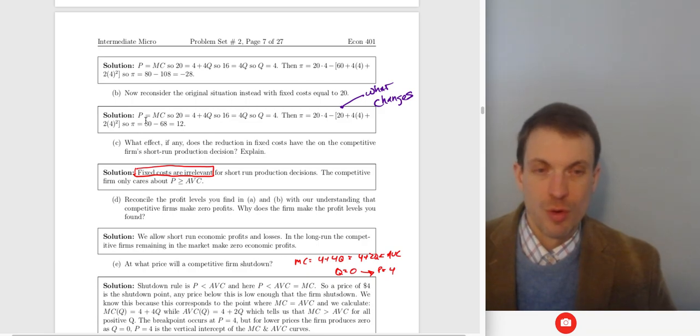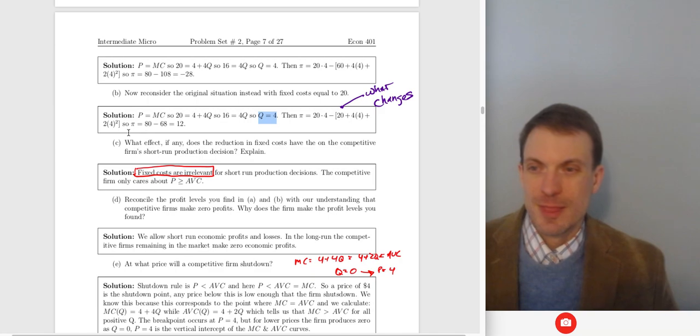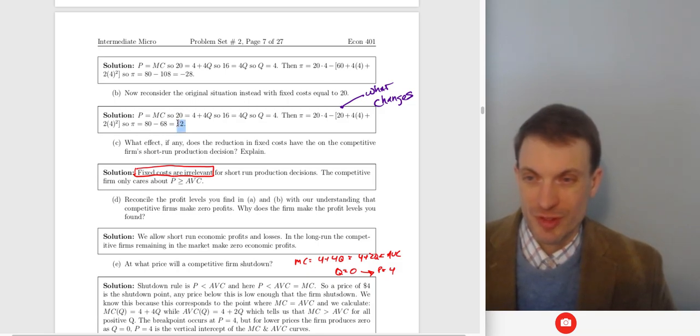The optimal output candidate is still 4, but profits now are going to be 80 minus 68, which is equal to 12. So now we have positive economic profits, and that will persist in the short run until there's entry to drive those profits to 0.